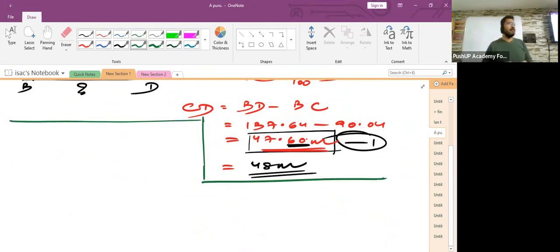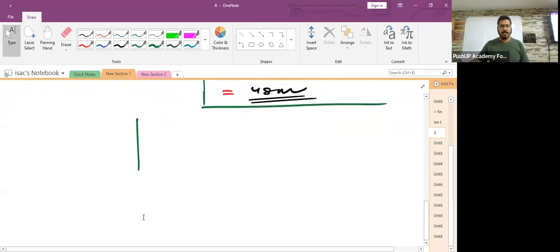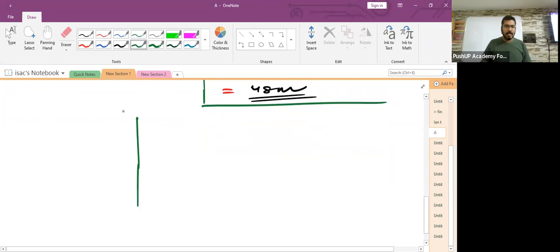What is the scenario here? The ships are on two opposite sides of the lighthouse. So this was the lighthouse, isn't it? Okay, I'll draw a bigger one. Yeah. This was the lighthouse, A, B. This time both the ships are on the opposite sides of the lighthouse.